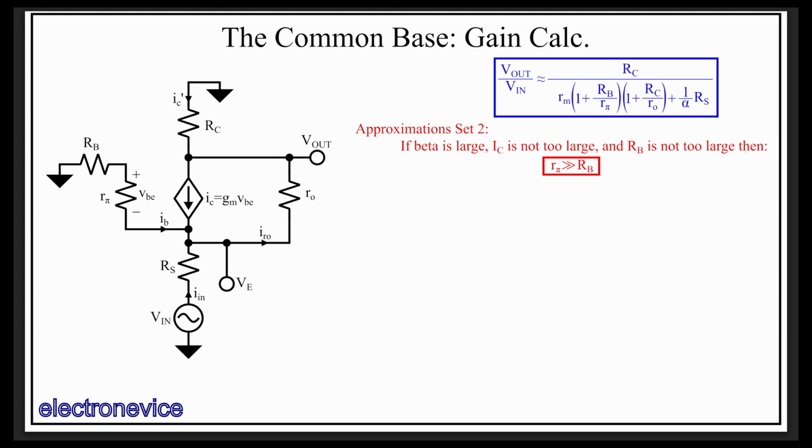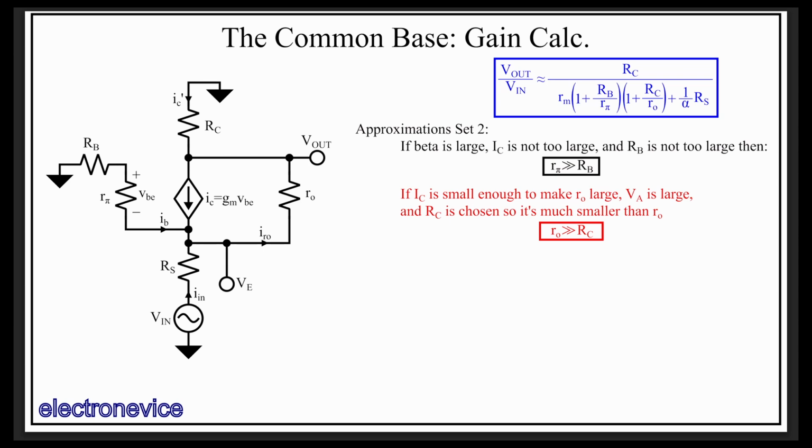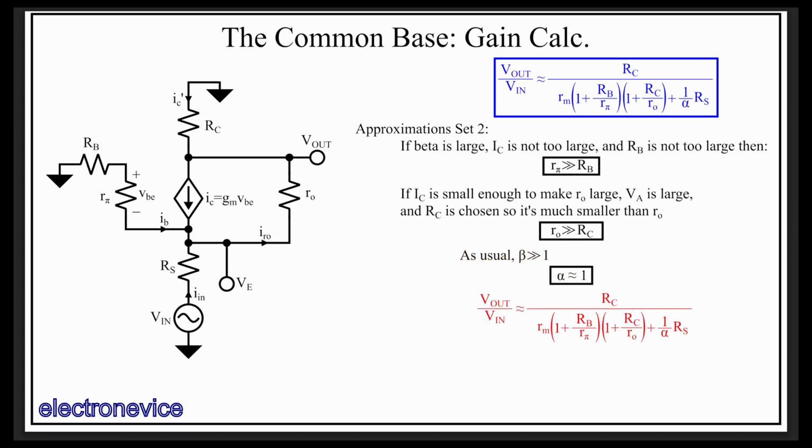The second assumption is really more of a directive. If you can make RO large enough by keeping IC small, choosing a BJT with a large VA, and by choosing RC so that it's much smaller than RO, then you can make the assumption RO is much larger than RC. This clearly breaks down if you try to maximize RC with something like an active load. And finally, we make the common assumption that beta is much larger than 1. This is almost always true, and so alpha can be assumed to be 1. So, this results in those conveniently constructed terms RB over RPi and RC over RO to each become approximately 0.